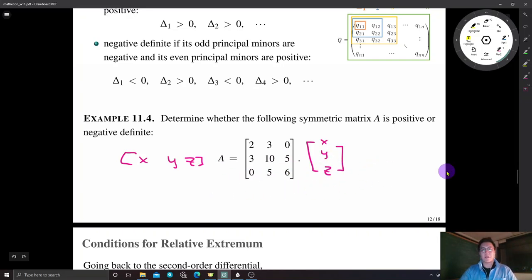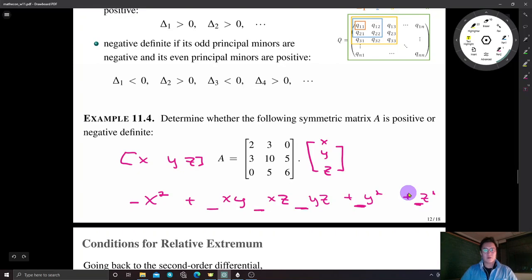Every term has degree 2. Okay? So it's going to be something x squared plus some coefficient xy and xz and, sorry, not yx, yz, and y squared and z squared. Okay? I don't know the exact coefficients, but the quadratic form has 1, 2, 3, 4, 5, 6 terms. And every term has degree 2.